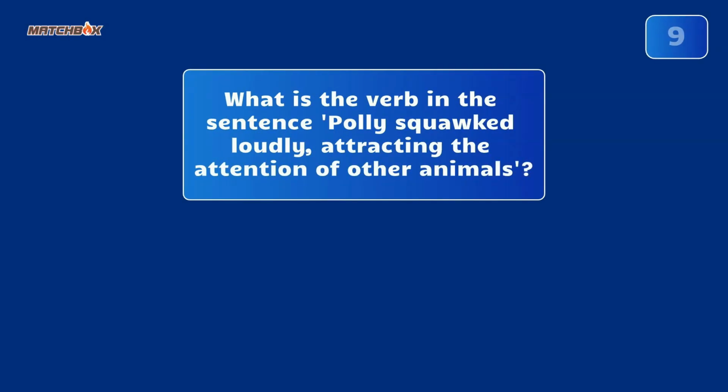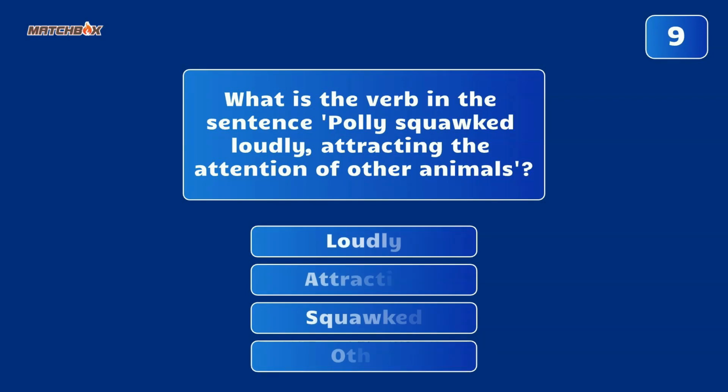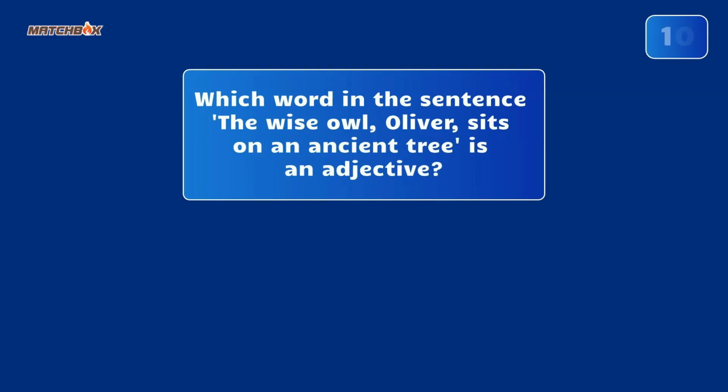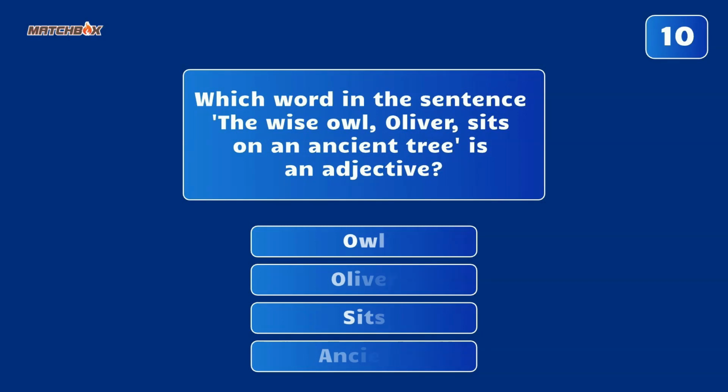What is the verb in the sentence, Polly squawked loudly, attracting the attention of other animals? Loudly. Attracting. Squawked. Other. Which word in the sentence, the wise owl, Oliver, sits on an ancient tree, is an adjective? Owl. Oliver. Sits. Ancient.